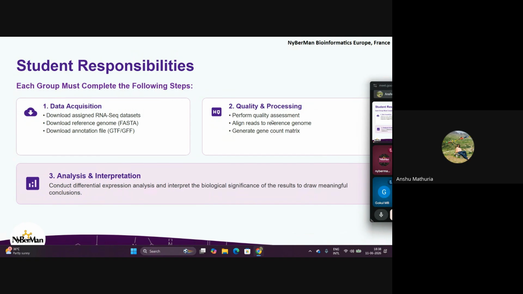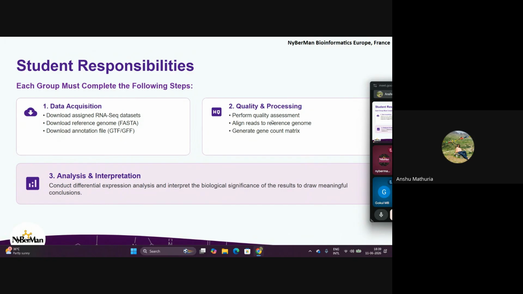So there are 5 groups. 2 groups are working on Drosophila melanogaster and 2 groups are working on Saccharomyces cerevisiae. So you have to download separately the entire FASTA genome of melanogaster and Saccharomyces cerevisiae, and similarly the GTF file for both the organisms. After you do the data acquisition, you are going to perform the quality processing, where you are going to perform FastQC, alignment, construction of the read count matrix, and after that the differential expression.